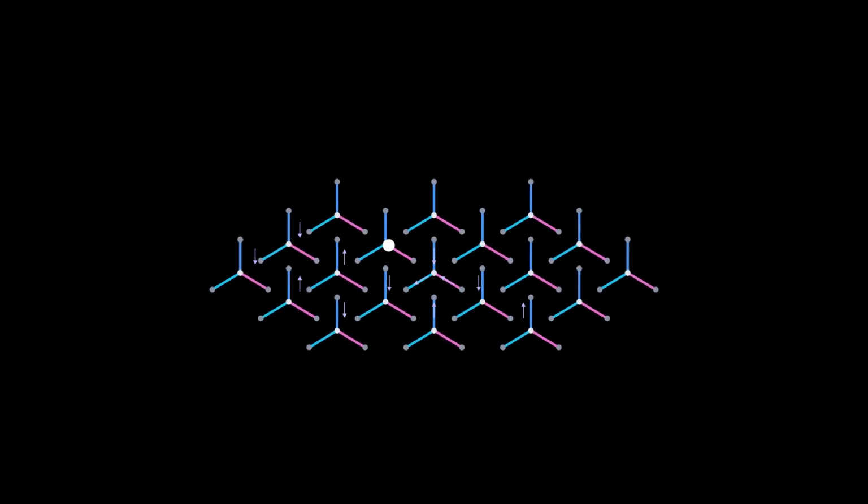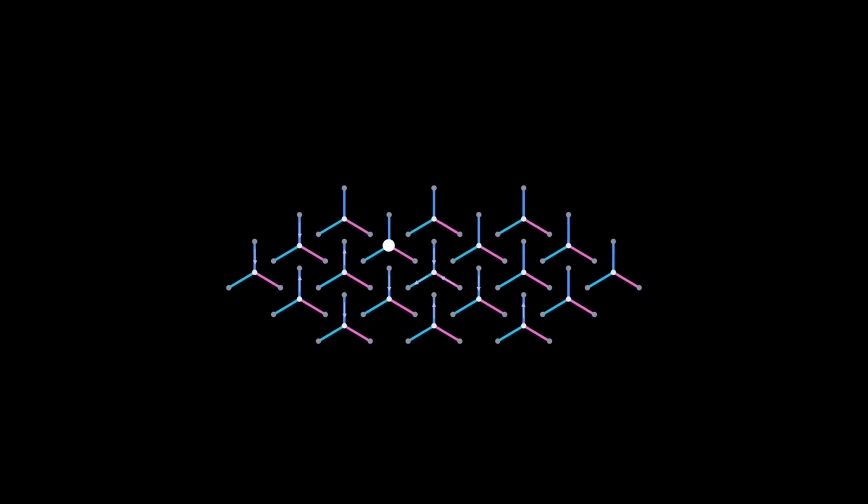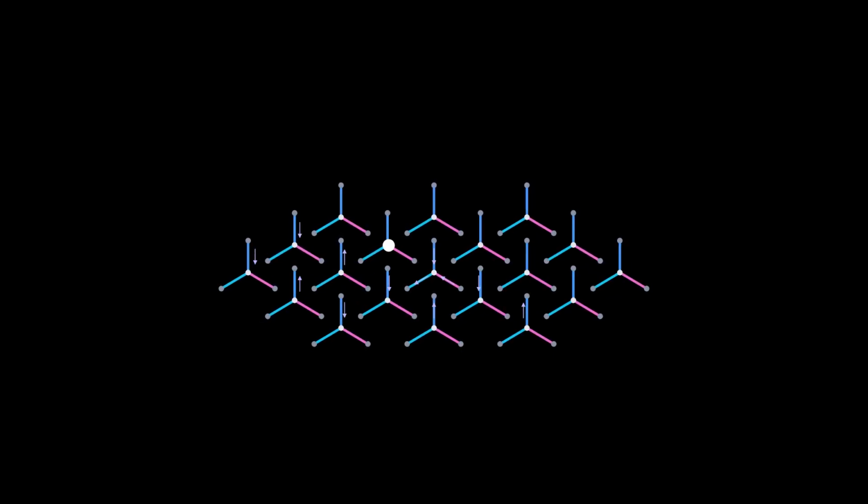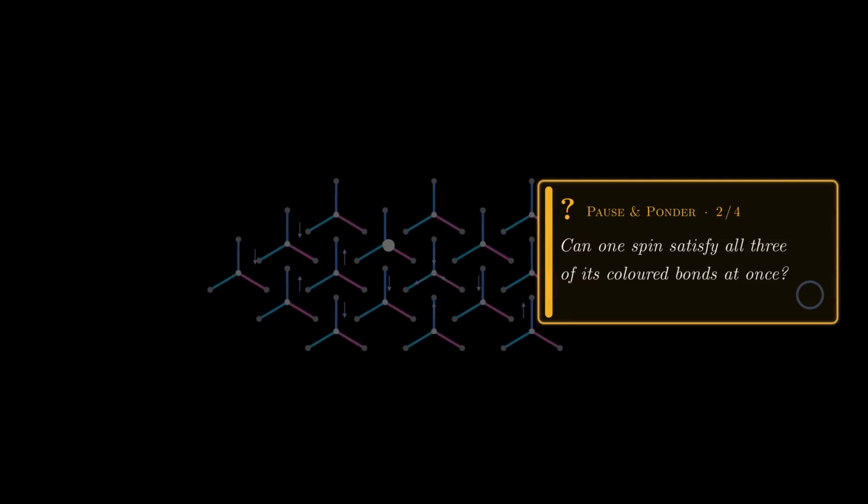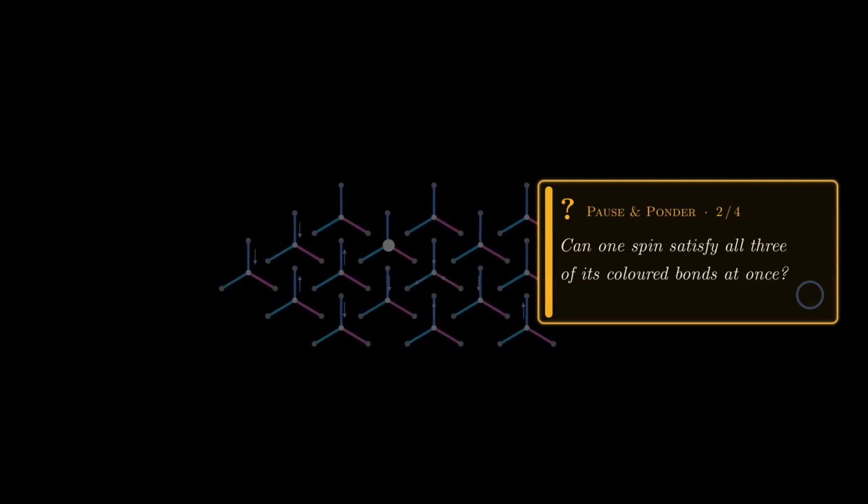Here is one to predict before we bend the lattice. You get to choose which one of your three colored bonds to satisfy. Can a single spin ever satisfy all three of its bonds at the same time?